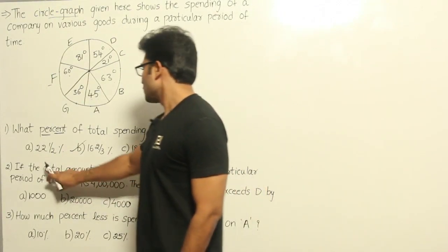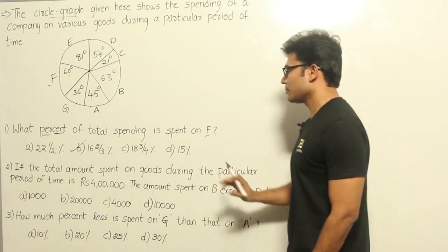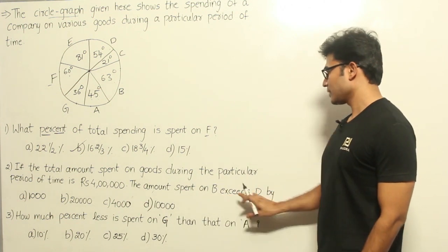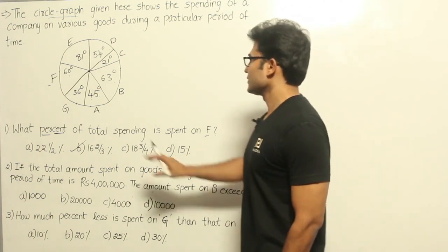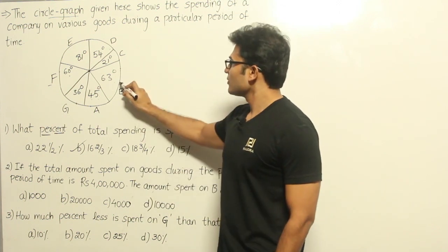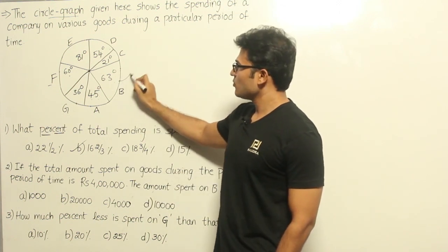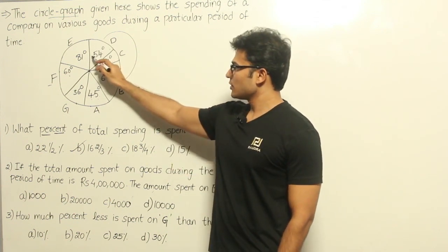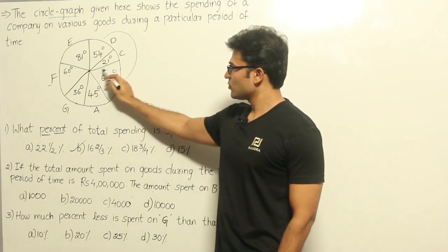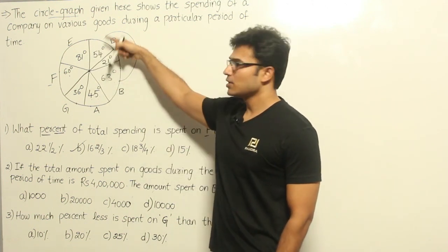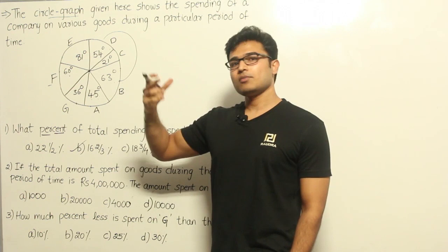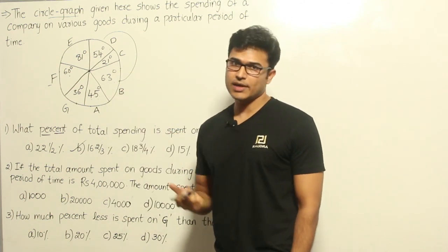Okay, fine. Now let's see this question. If the total amount spent on goods during the particular period of time is rupees 4 lakh, the amount spent on B exceeds D by. Now they are asking how much more amount you have spent on B than what you have spent on D. So there are two ways to solve it. Find out the amount that you have spent on D and the amount that you have spent on B, and find the difference. That is one way. Or otherwise, in degrees only you find out the extra amount that is spent on B, and then you convert it into the actual money, right?